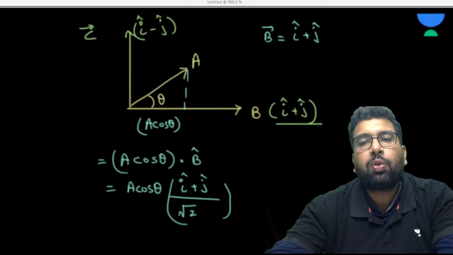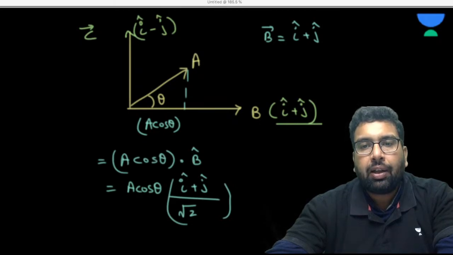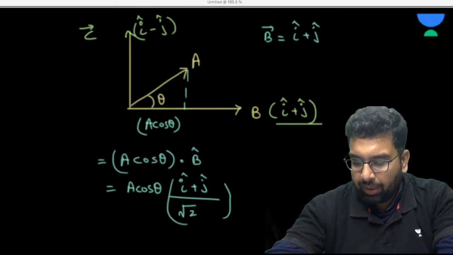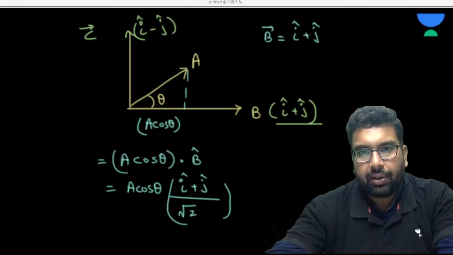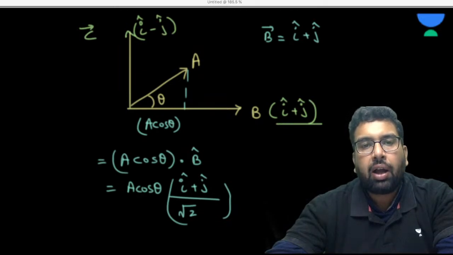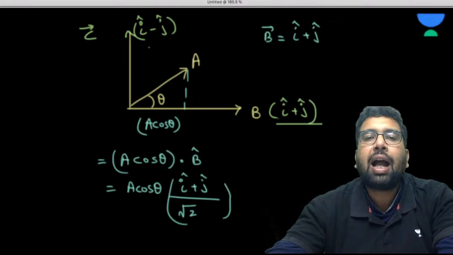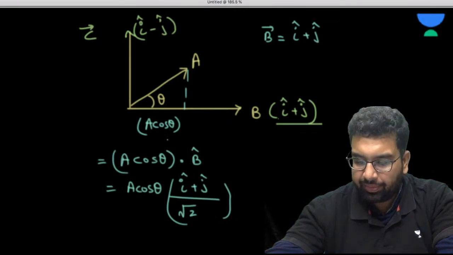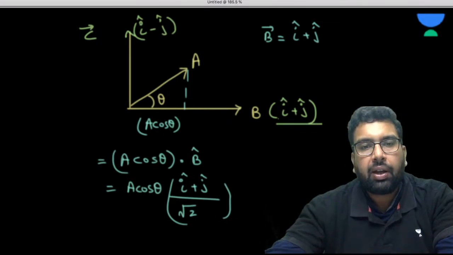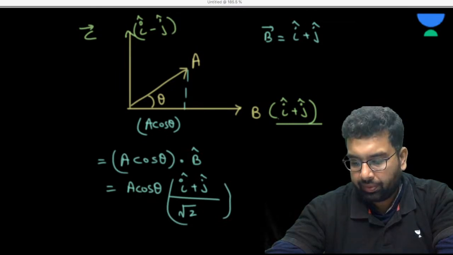dot product of two vectors is 0 if the angle between them is 90 degrees. Isn't it? So if this is I plus j, this has to be I minus j, isn't it? Please answer me. If this is I plus j, this has to be I minus j.